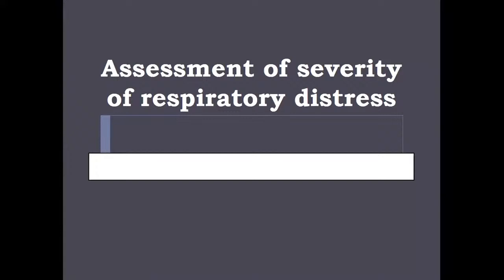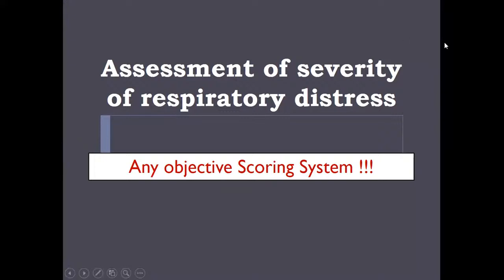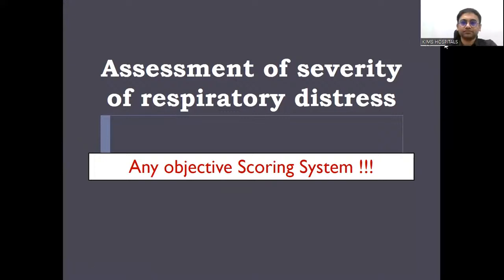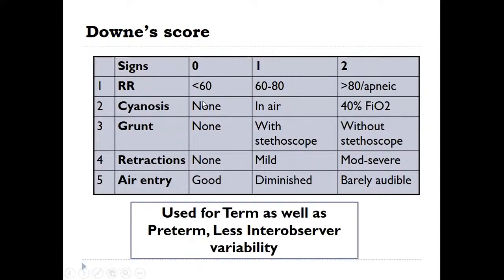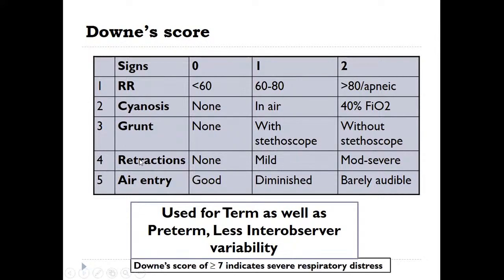So when we find respiratory distress, I like to point out the cause of the respiratory distress. We need to assess the severity by objective scoring. We have the Downes score, where we have 5 parameters: respiratory rate, cyanosis, grunting, retraction, and air entry. We label 0, 1, 2 based upon the parameters. It is usually used for term babies, but we can also use it in preterm because the inter-observer variability is less. All the values are objectively assessed rather than subjectively felt. Any score more than 7 indicates severe respiratory distress. In this case, we prefer higher respiratory support, maybe mechanical ventilation.